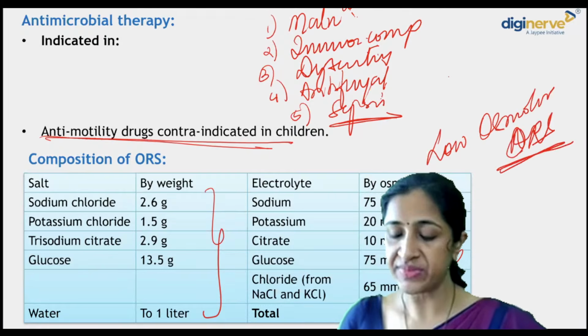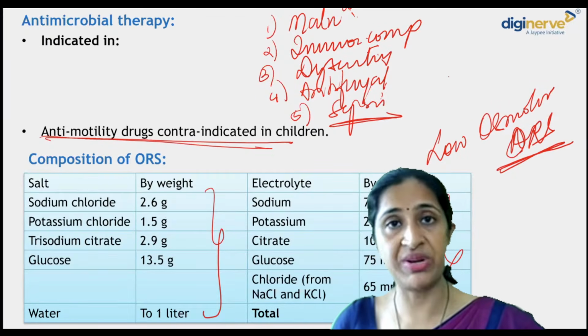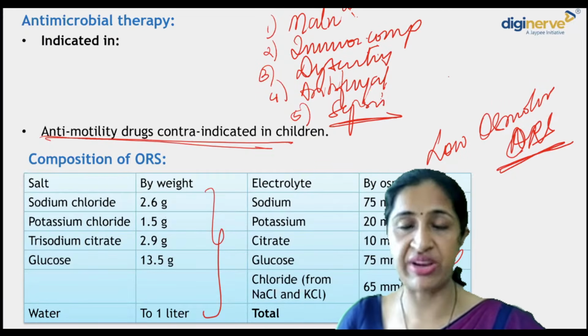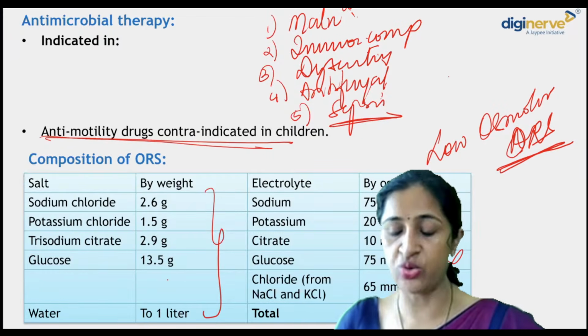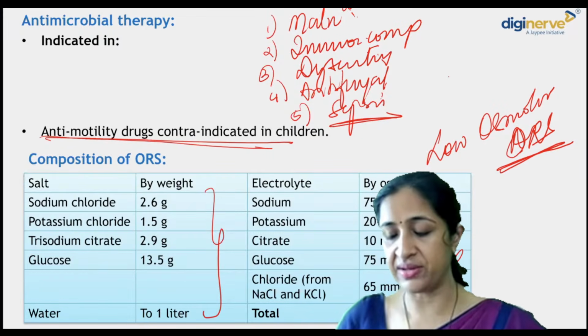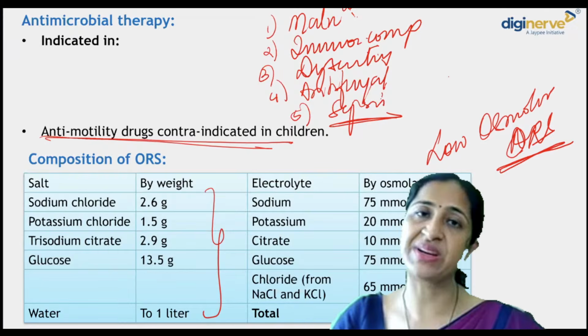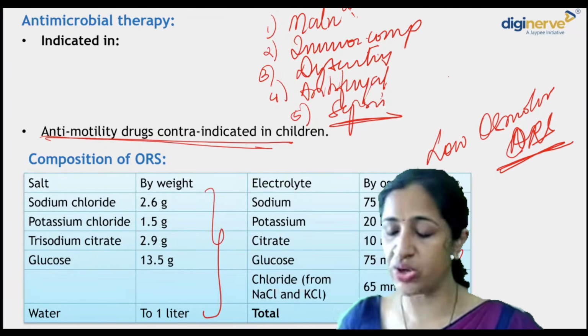By weight, sodium chloride will be 2.6 grams, potassium chloride 1.5, trisodium citrate 2.9, glucose 13.5 to 1 liter. The chloride is not measured separately, because it's a part of the sodium and potassium chloride.